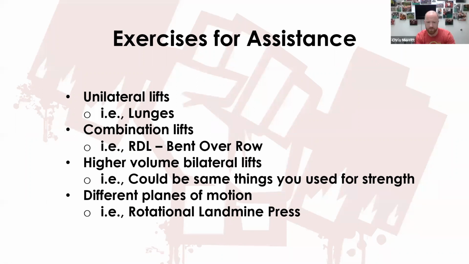If you're not familiar with combination lifts, like an RDL and bent over row, could be with dumbbells or barbell, you would lower down into the RDL, and once we hit the bottom, do the bent over row, and then stand back up. That's 1 rep, right? There's lots of exercises you can combine, but combination lifts make it into our assistance training often. Higher volume bilateral lifts.